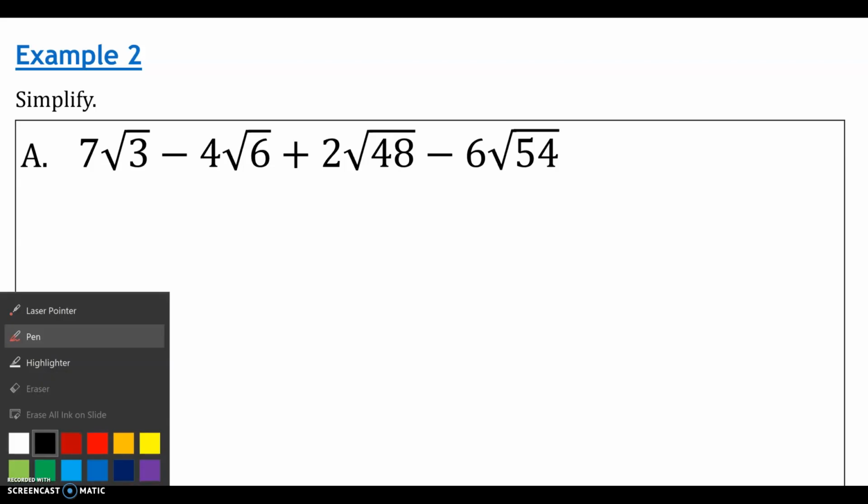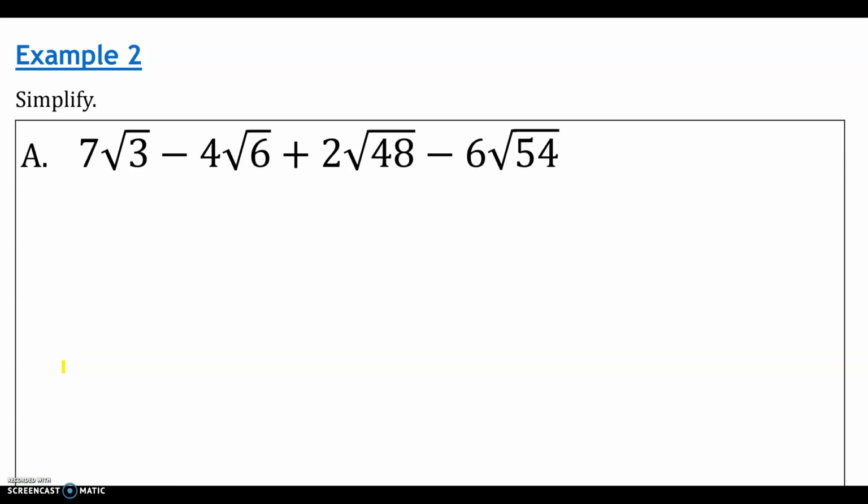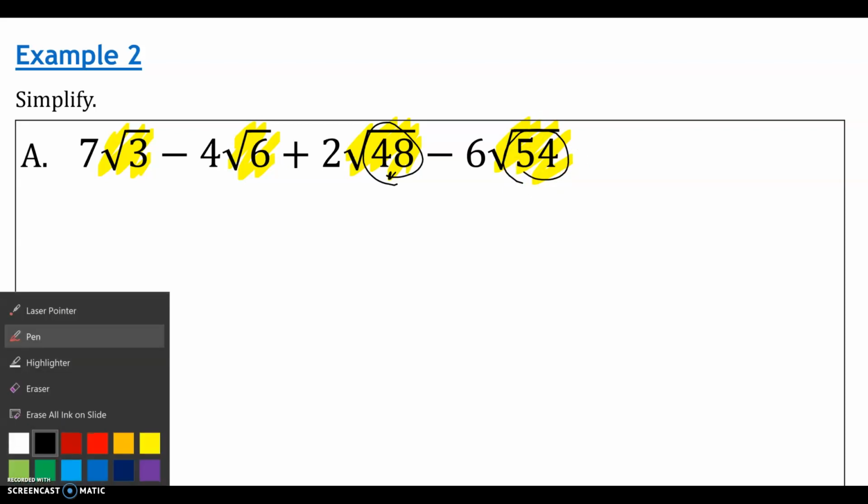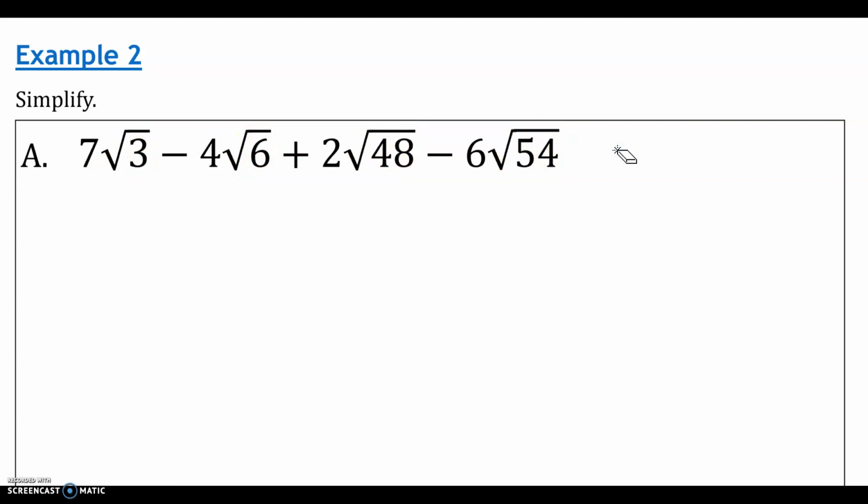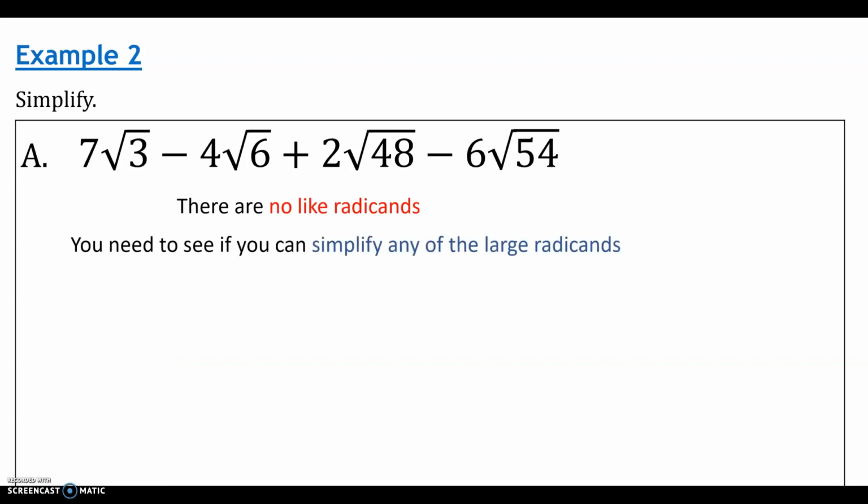Now, we're going to get more difficult. Again, we're trying to find like radicands. So if you have radical 3, radical 6, radical 48, radical 54, none of those are the same. But I do realize that 48 is a pretty large number and 54 is a pretty large number. So perhaps we need to break those down. I'm going to erase everything because obviously I can't highlight anything because nothing's the same. So there are no like radicands. You need to see if you can simplify any of the larger ones.